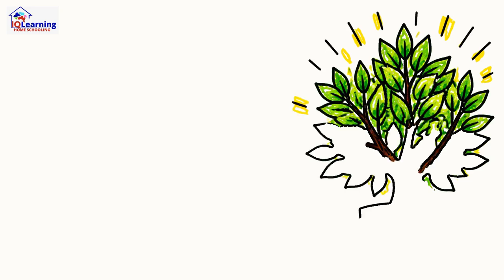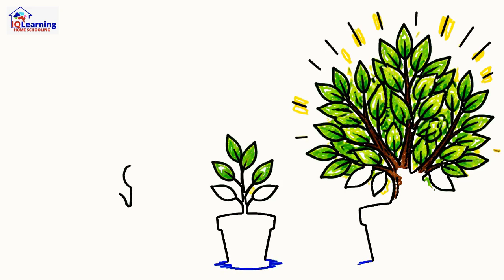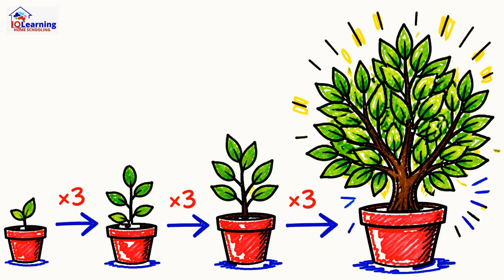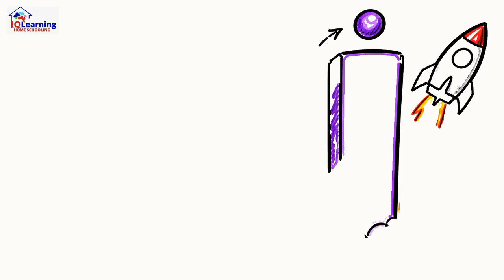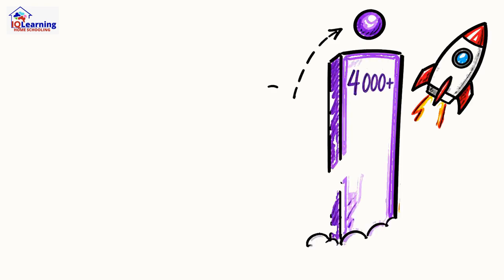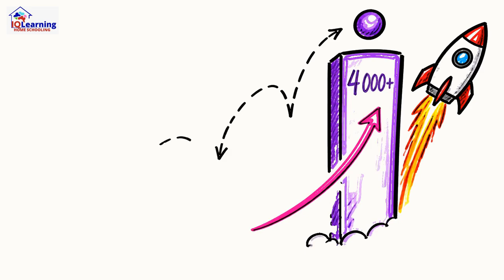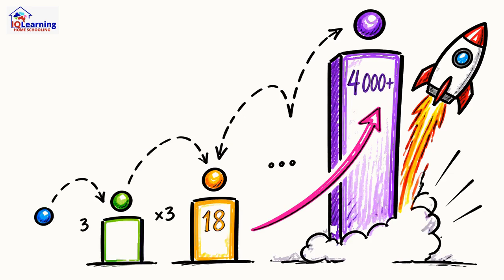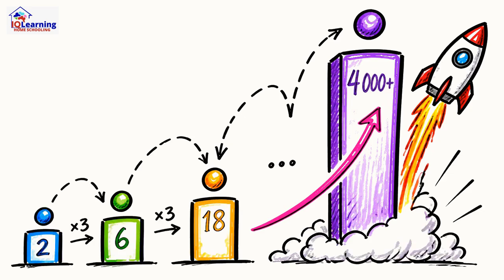But then there's geometric growth, which is exponential. Instead of adding, you multiply by the same number each time. This is the logic behind compound interest. If you start with $2 and triple it, you get 6. Triple it again, you get 18. By the 8th step, you'd have over $4,000. This is explosive growth, driven by a common ratio.